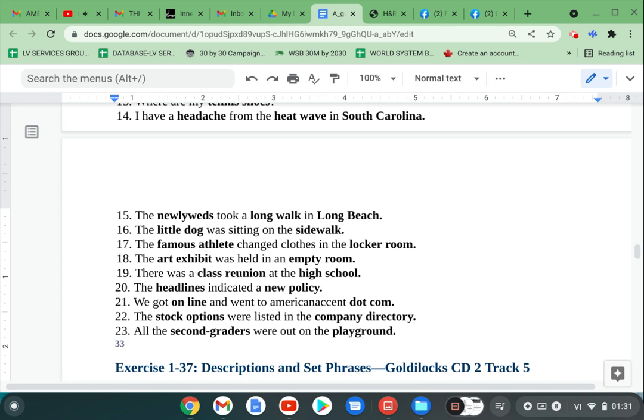21. We got online and went to AmericanAccent.com. 22. The stock options were listed in the company directory. 23. All the second graders were out on the playground.